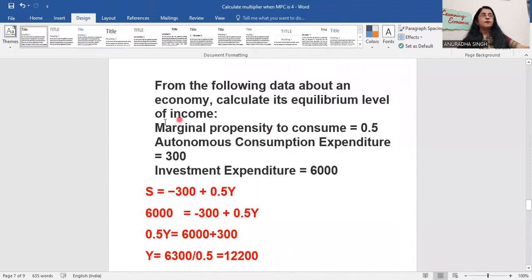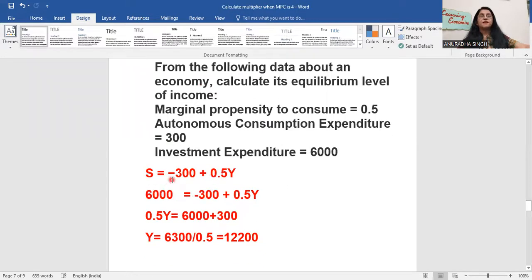From the following data about an economy, calculate the equilibrium level of income. So see, whenever a consumption function question is going to come, they will be relating it with the equilibrium level of the economy. Marginal propensity to consume, they have given 0.5. So when marginal propensity to consume is 0.5, marginal propensity to save is also 0.5, because you'll be deducting it from 1. 1 minus 0.5 is always 0.5. Autonomous consumption expenditure 300 they are giving. Investment expenditure they are giving 600, and you have to calculate the equilibrium level of income.